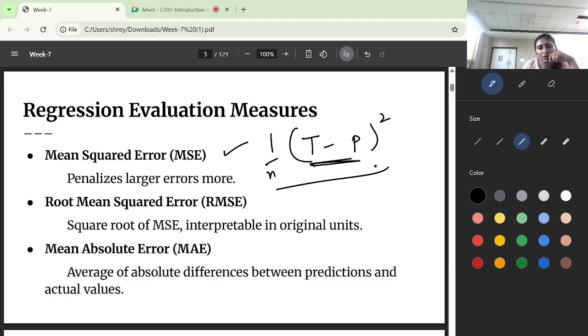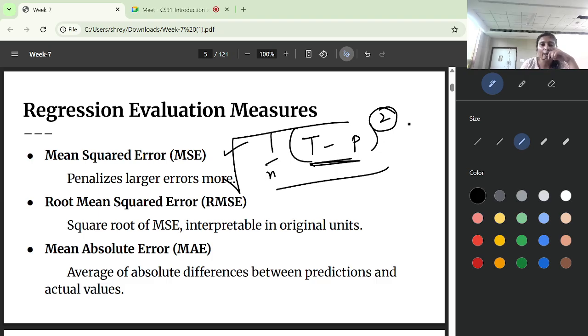Second is root mean square error. Why is the root coming here? Because we are taking it in square terms. So someone says that if you are taking a square of something, to neglect its effect and to convert the error into the original units, take the square root. So root mean square error is simply the root of the mean squared error. Okay. Third is mean absolute error.